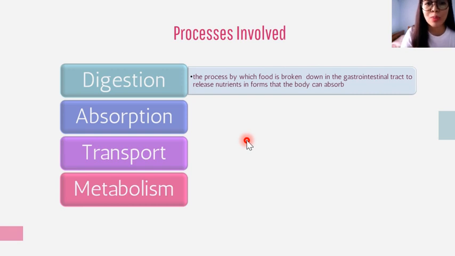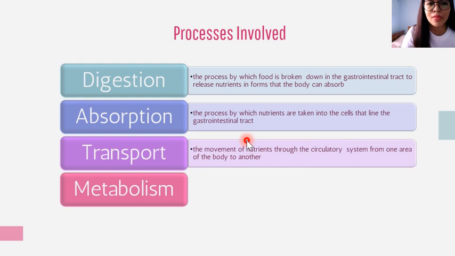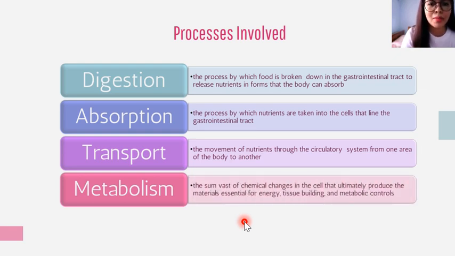Digestion is the process by which food is broken down in the gastrointestinal tract to release nutrients in forms that the body can absorb. And then absorption is the process by which nutrients are taken into the cells that line the gastrointestinal tract. And then transport is the movement of nutrients through the circulatory system from one area of the body to another. And then metabolism is the sum of vast chemical changes in the cell that ultimately could produce the materials essential for energy, tissue building, and metabolic controls.